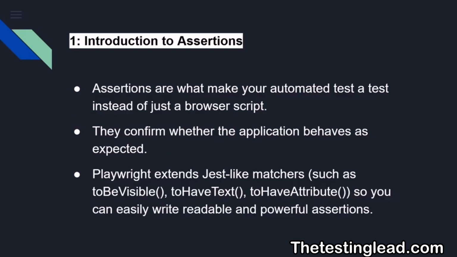First off, an introduction to assertions. Assertions are what make your automated test a test instead of just a browser script. They confirm whether the application behaves as expected. Playwright extends Jest matchers, such as toBeVisible, toHaveText, toHaveAttribute, so you can easily write readable and powerful assertions.